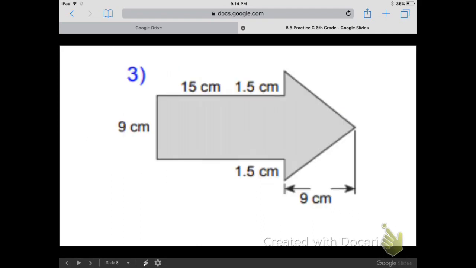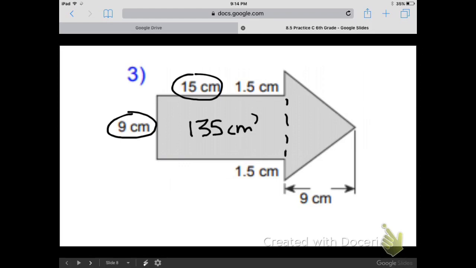Alright, this is a fun one, but let's first see where we're going to split it up. So we can see the rectangular portion, but let's go for that first. So that's 9 times 15. Well, 9 times 15 is 135 centimeters squared.